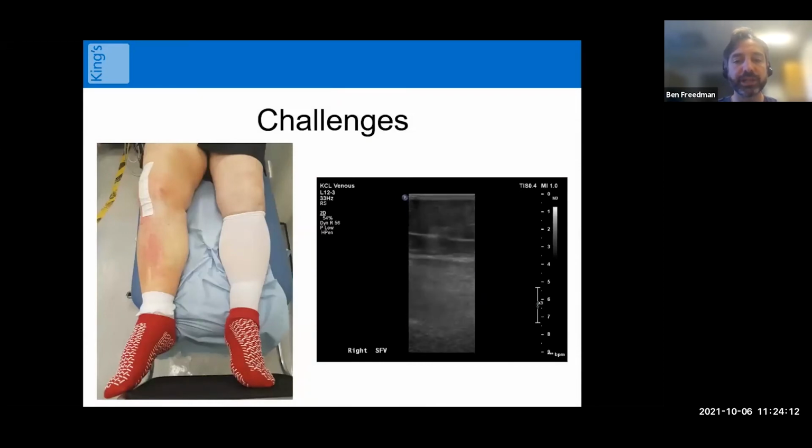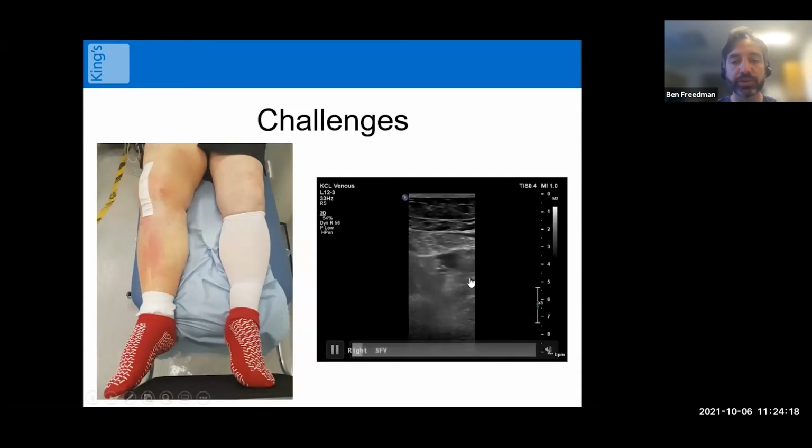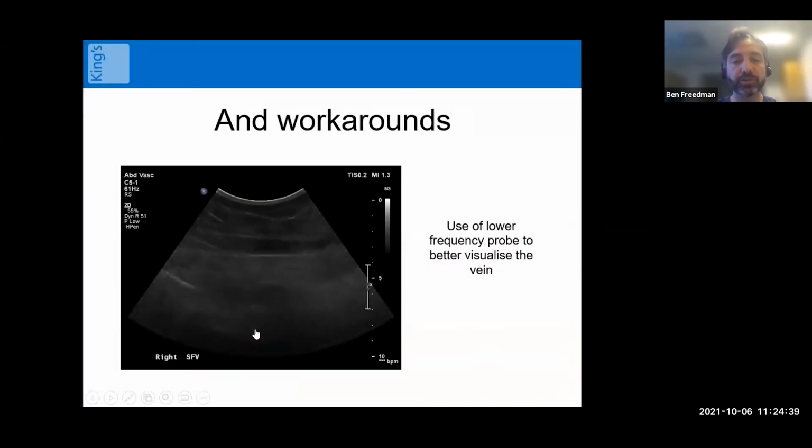Sometimes we have some challenging cases, and here's an example of a patient who had a swollen leg after a knee operation, and what you can see is right at the top we can make out the vein, but as we work our way down the thigh it's just completely lost in the depth of that image. And so that's very challenging for us because we can't confidently rule out a DVT at all based on these kinds of images. So we have to find some workarounds, and there are some that we can use.